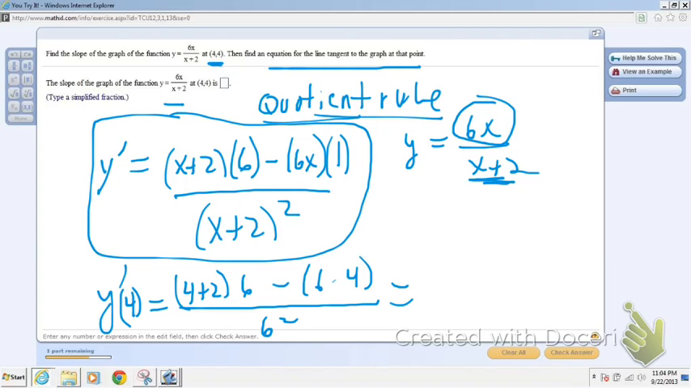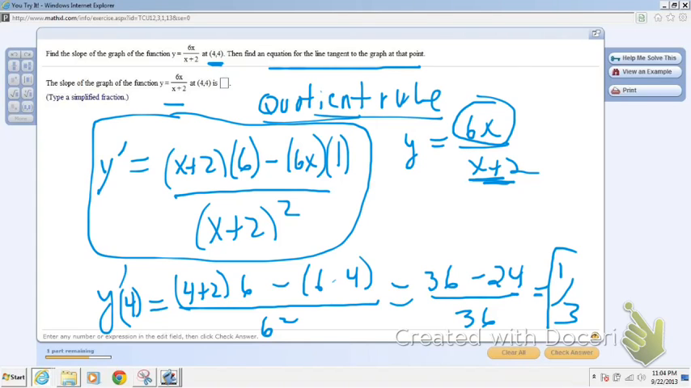So 6 times 6 is 36, minus 24, all over 36. We keep crunching that out. 36 minus 24 is 12, and 12 over 36 is a third. So after all that sweat equity, we arrive at a third.